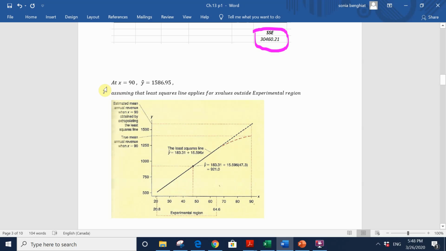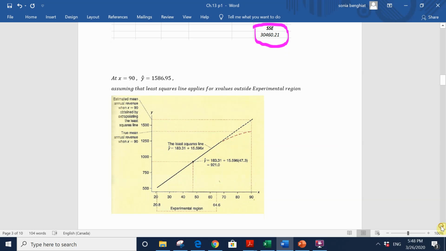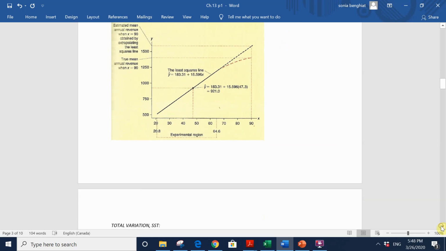So to say that at x equals 90, my estimated y will be equal to this much, that's on the assumption that my line of means continues beyond the experimental region. Well, that is not a certainty. So you have to keep that in mind. Okay, that's for extrapolation.